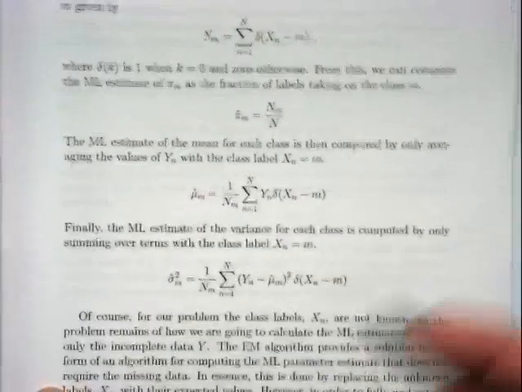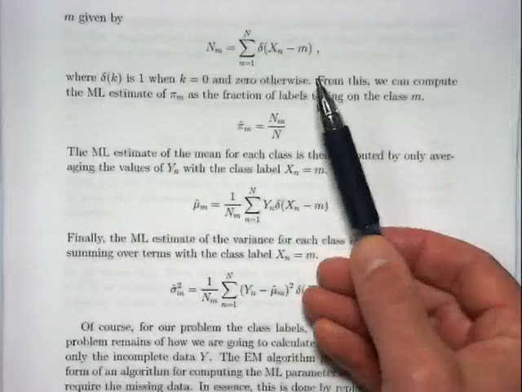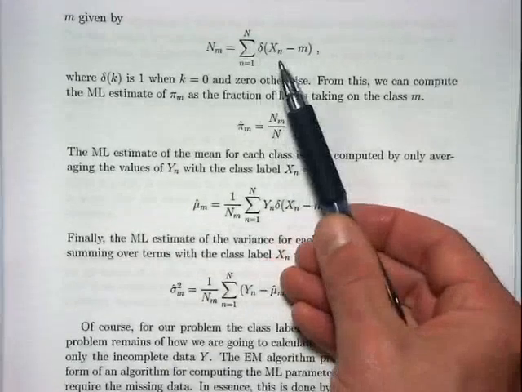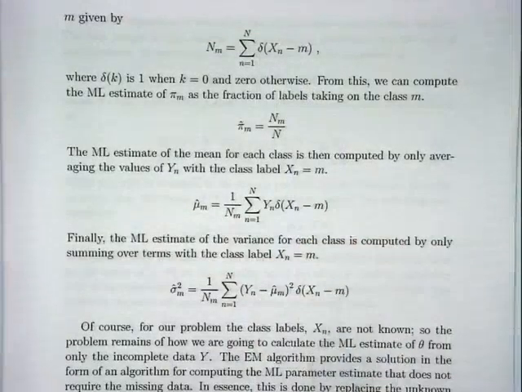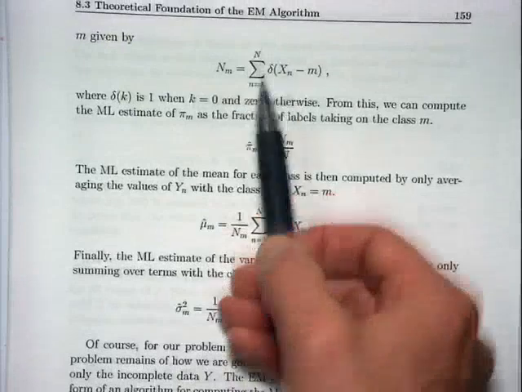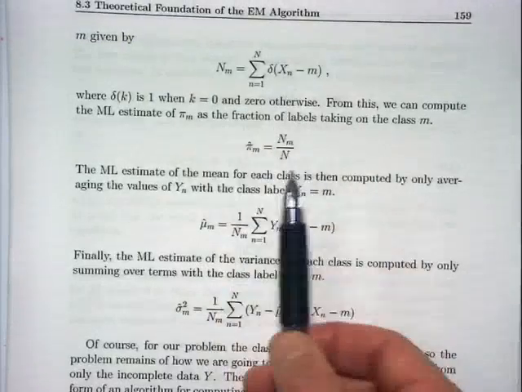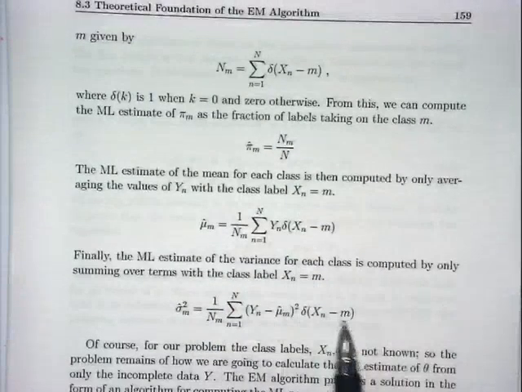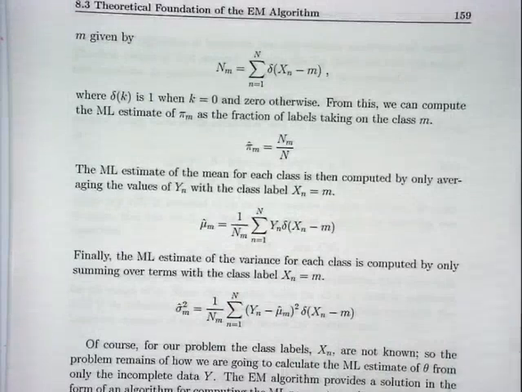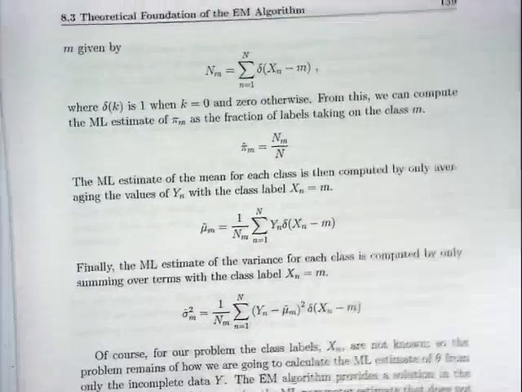And then, just to review, I pointed out that if you actually observe both the labels and the observations y, then you could estimate the mean for each class and the variance for each class pretty simply. But if you're missing x, what are you supposed to do? So that's what we want to cover today.